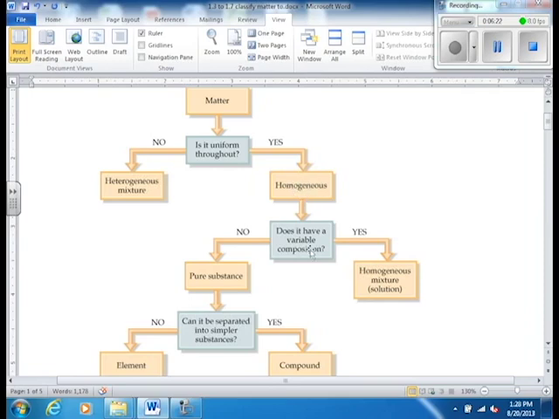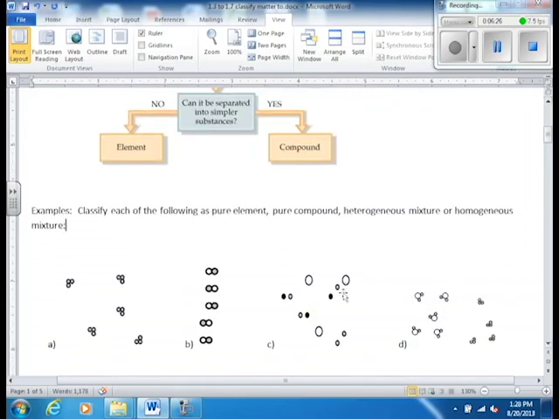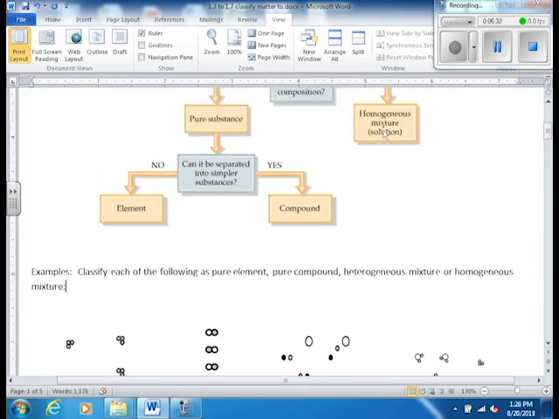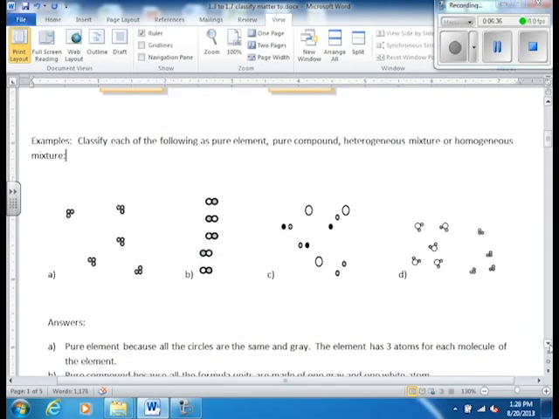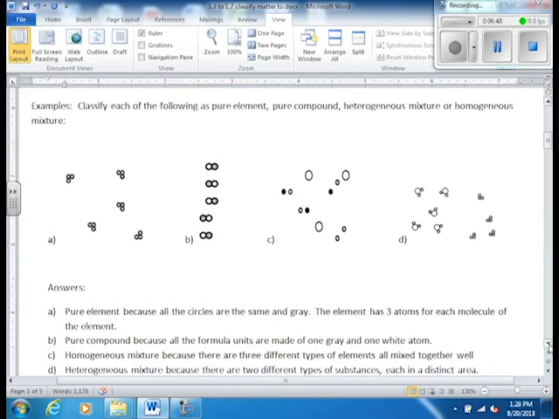So that's homogeneous. Variable composition, well, it sure does. There's 1, 2, 3 different kinds of particles in there. So there's definitely a variable composition. So that would be an example of a homogeneous mixture or a homogeneous solution. Oops, this should say homogeneous mixture because there are 3 different types of elements all mixed together well.